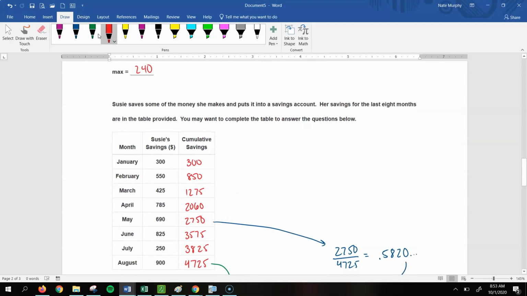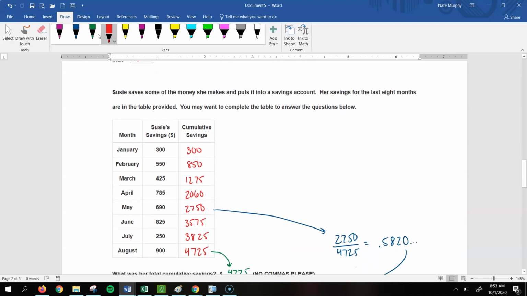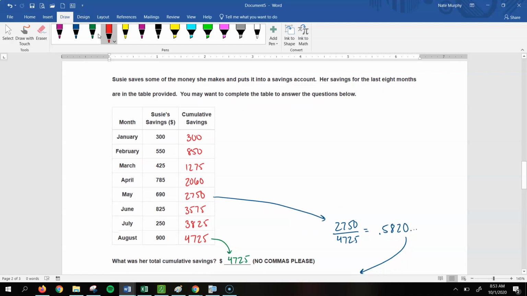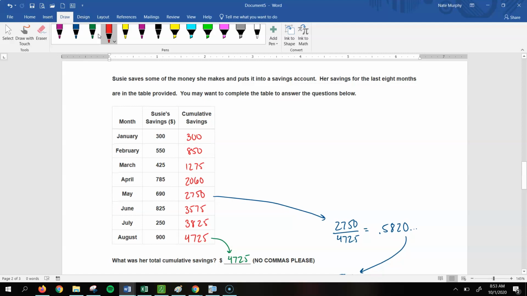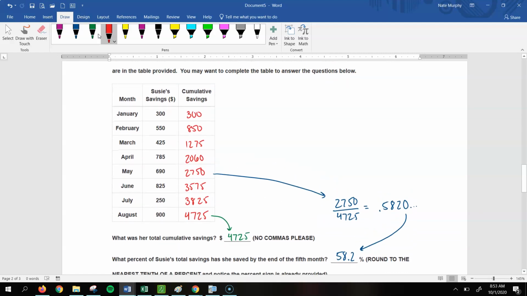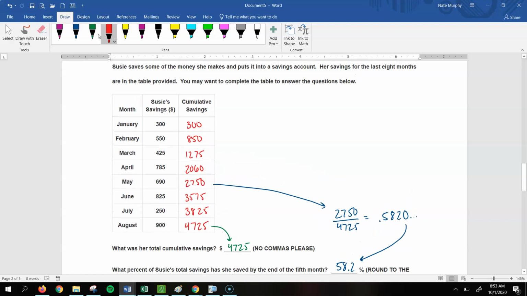All right, now I have this one worked out because this one required a little bit of practice, so let me make sure you understand what's going on. It says Susie saves some money that she makes and puts it into a savings account. Her savings for the last 8 months are in the table provided. You may want to complete the table to answer the questions below. Obviously, you would have had to write this on a separate sheet of paper.